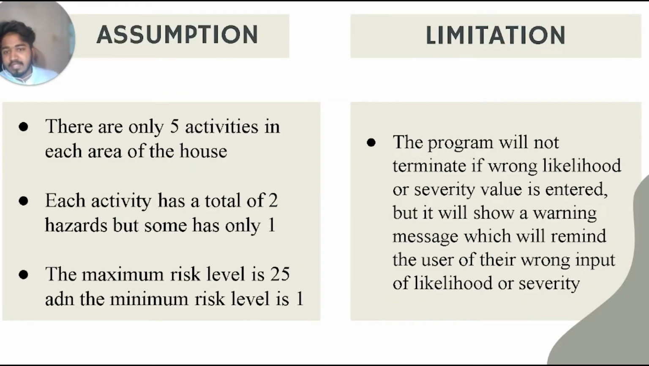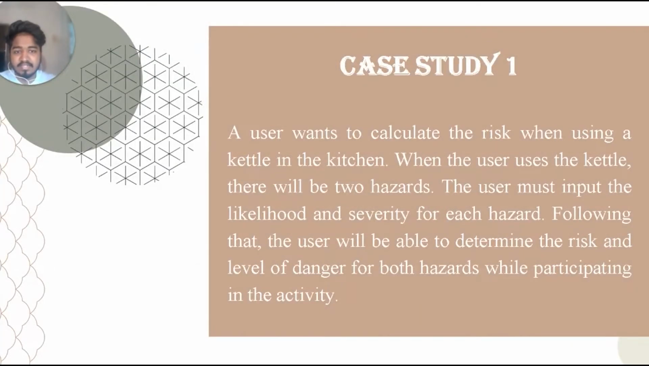So the first assumption is that there are only 5 activities in each area of the house, and there are a total of 2 hazards for each activity, but some of them have only 1 according to our database. And the maximum risk level is 25 and the minimum risk level is 1. So the only limitation of the program is that it will not terminate immediately after the likelihood or the severity entered is a wrong value, but it will pop up a warning message for the user to re-enter their severity or likelihood value. So this is the first case study we conducted.